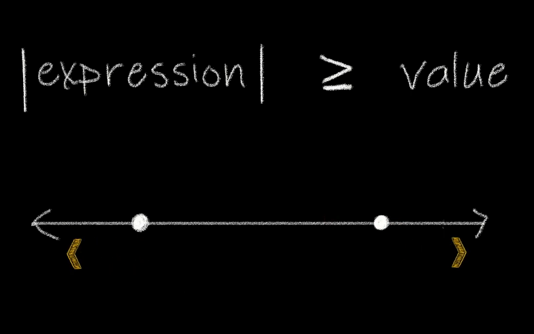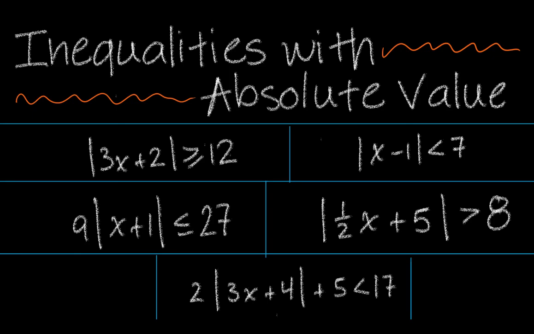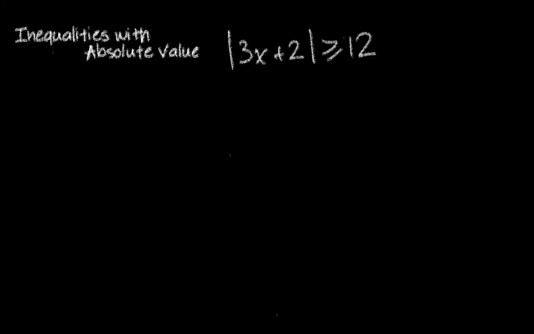So let's take a look at a couple examples that we have. Go back to our list of examples here. So these are the ones we're going to look at. Let's just look at this first one here, the 3x plus 2, the absolute value of that is greater than or equal to 12.